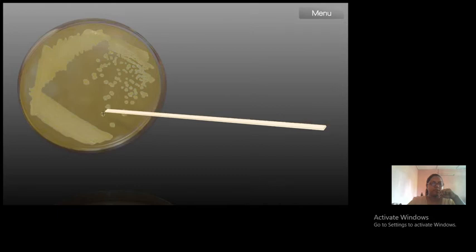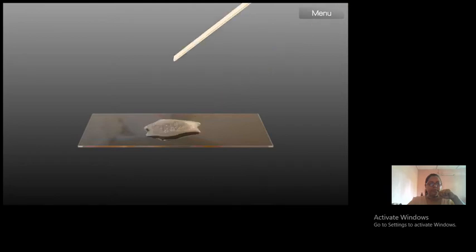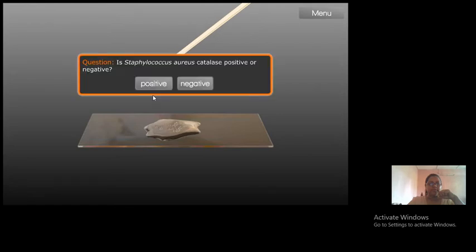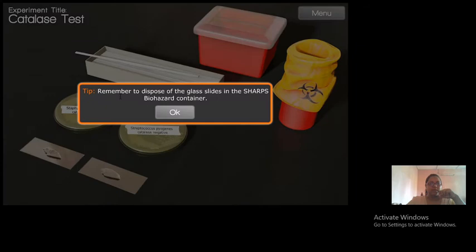So I'm going to take this isolated colony and mix it with the reagent, and you see bubbles emerging from the slide. It's quite clear. So is Staphylococcus aureus catalase positive or negative? There are bubbles, so it is catalase positive. This stick goes in the bin. Remember to dispose of the glass slide in the biohazard container. Well, we will do that.